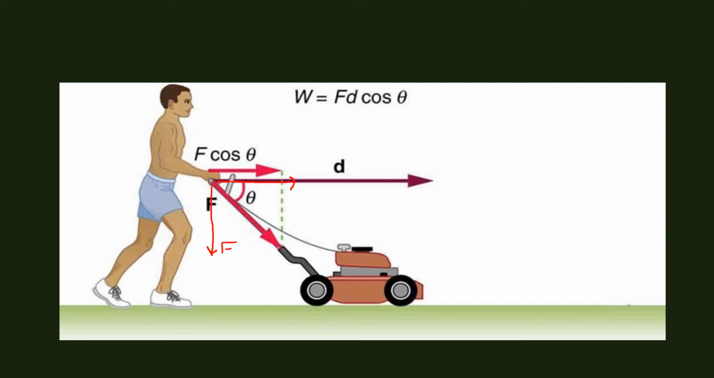So we have F y, and then we have F x. So F x is equal to F cosine theta. So this angle right here would be the angle you're going to use to calculate the work done over this distance.